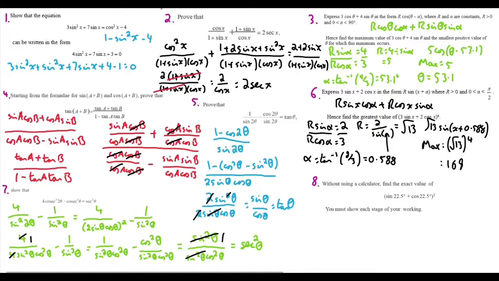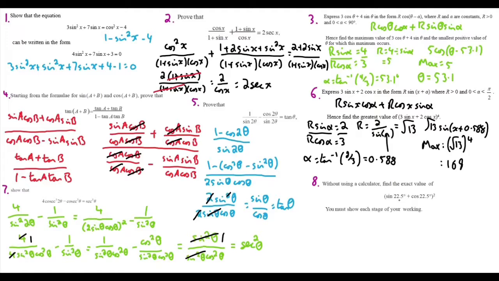With that, then finally, we just come to this. Without using a calculator this time, find the exact value of sine 22.5 plus cos 22.5, all squared, and you must show each stage of your working. Now at this stage, looking at this, maybe at first we would want to create some kind of addition formula. So say, okay, find what 22.5 is made up of by either adding things together or taking them away.